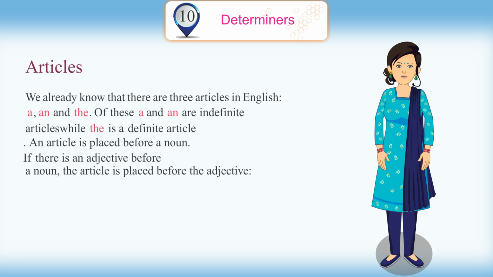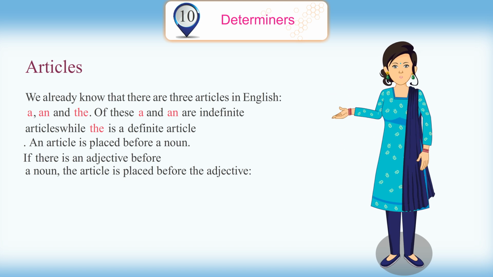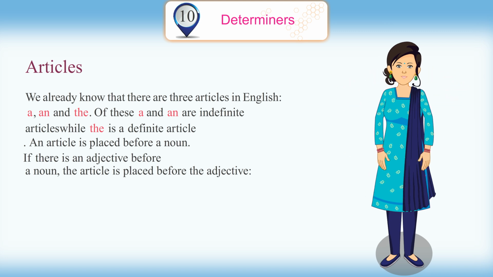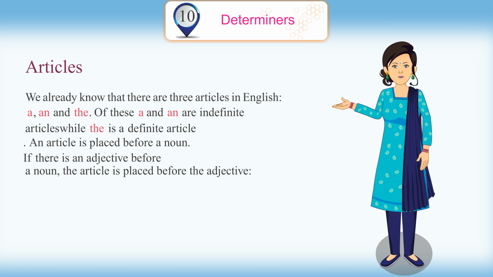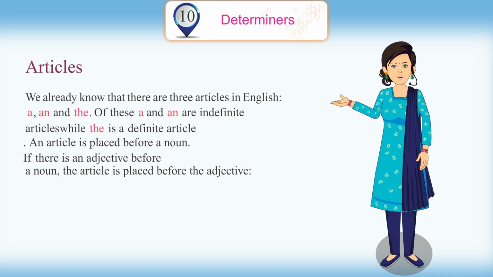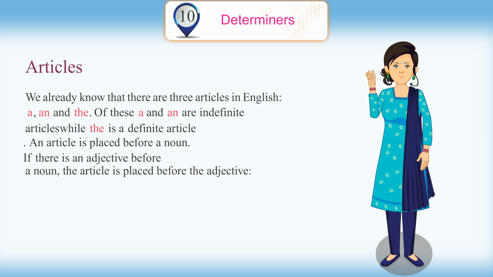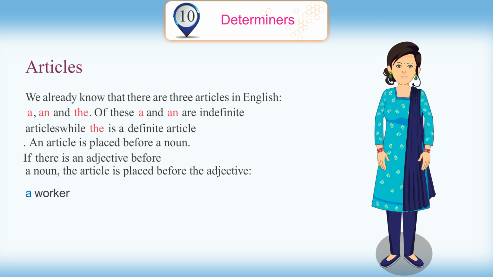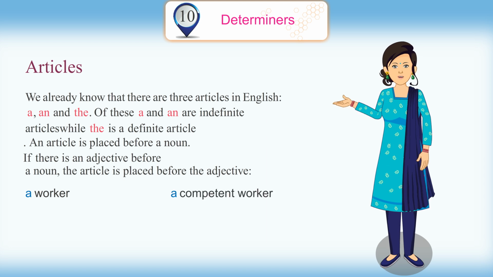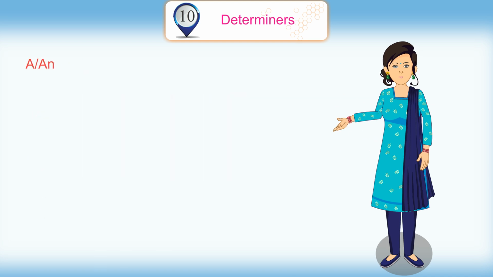Articles. We already know that there are three articles in English: a, an, and the. Of these, a and an are indefinite articles, while the is a definite article. An article is placed before a noun. If there is an adjective before a noun, the article is placed before the adjective. A worker, a competent worker. The wall, the right wall.